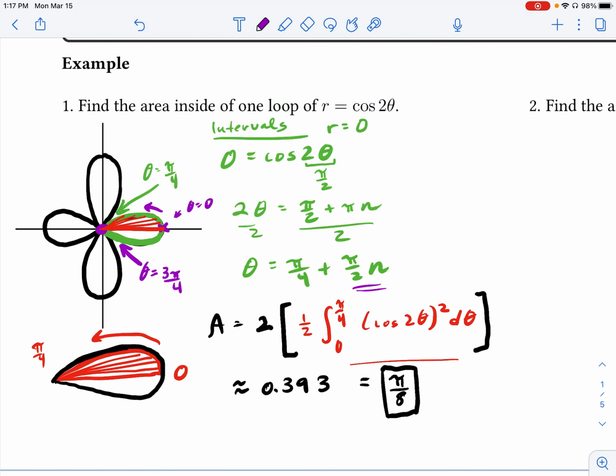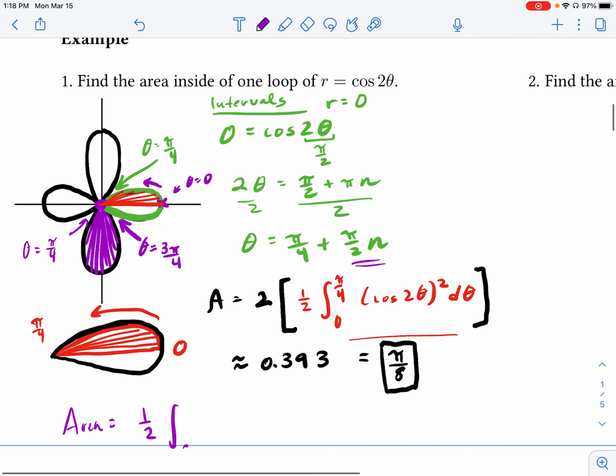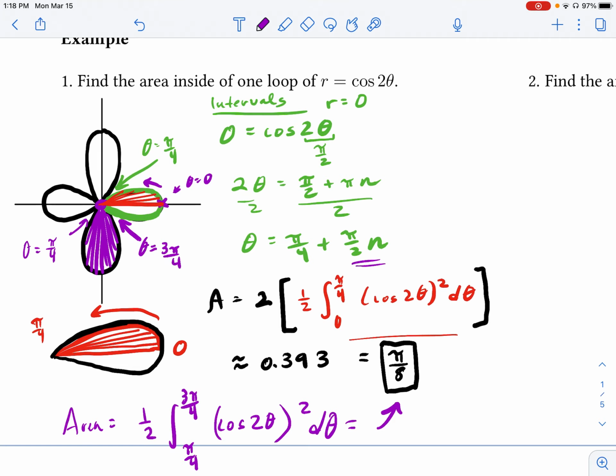Now, some of you may be thinking, well, Mr. No, could I just have integrated this from pi over 4 to 3 pi over 4? In other words, find the area of the petal with those bounds of integration? And absolutely. So that would just be the following. The area would just be 1/2, I'm just moving the constant to the outside, from pi over 4 to 3 pi over 4 of cosine of 2 theta, that entire function squared d theta, and that should give you the same exact thing.